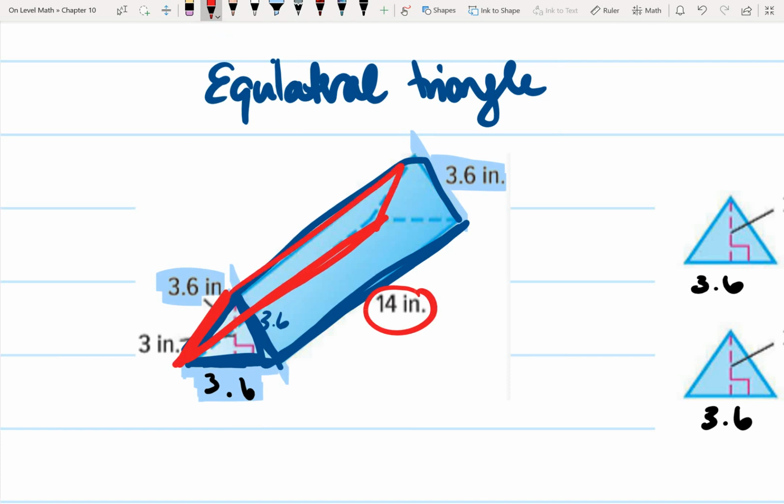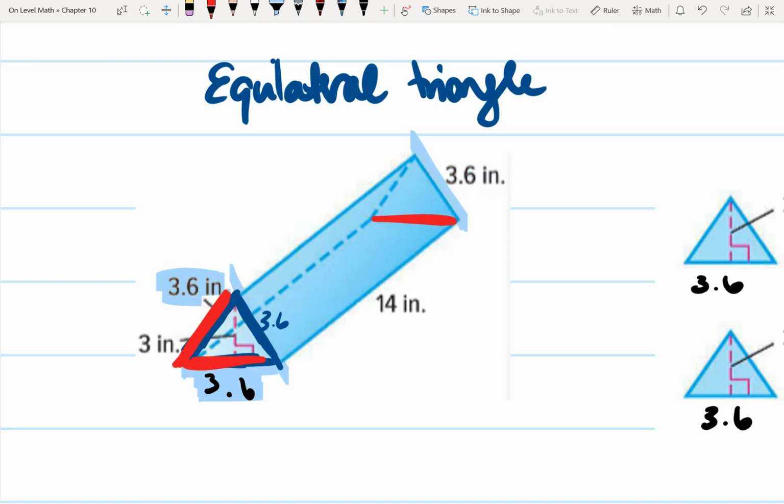All right, and then we've got the bottom, which is 3.6 by 14. So each of the rectangles are 3.6 by 14 inches. And that's only because it's an equilateral triangle. All of the sides of the triangle are the exact same.